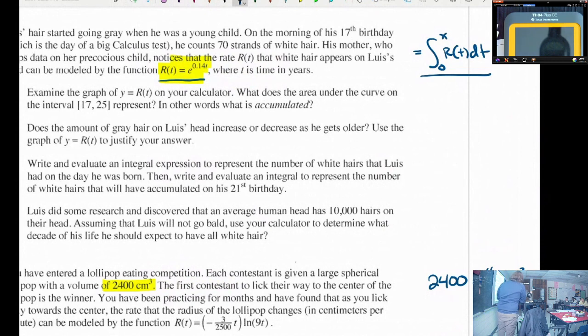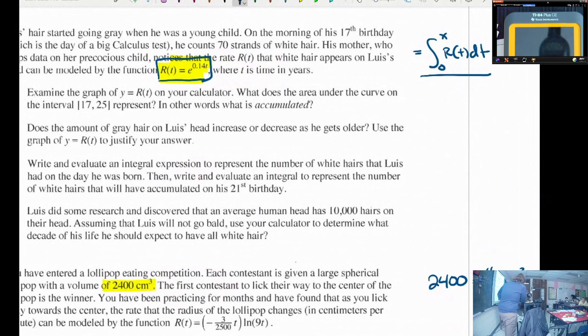If you look at the original graph of r of t, you can see it's increasing. He's gaining more gray hairs more quickly, but the actual number of hairs would be when you evaluate the integral. That's what you want to find is equal to 10,000. So I suppose what you might want to do is find a general antiderivative for that function, which I don't know how to do. If you could find a function whose derivative is that, then you could plug in 21 or plug in 10,000 or whatever.